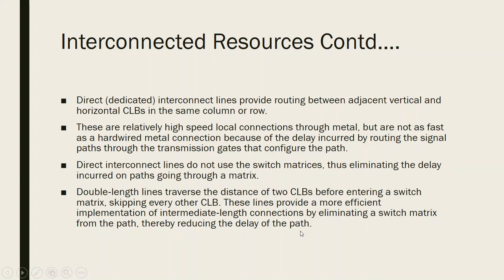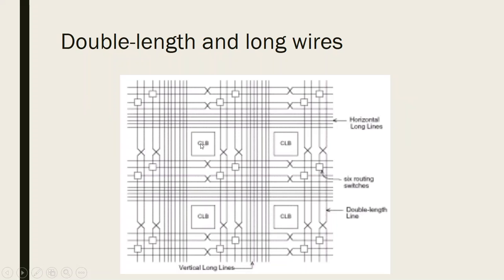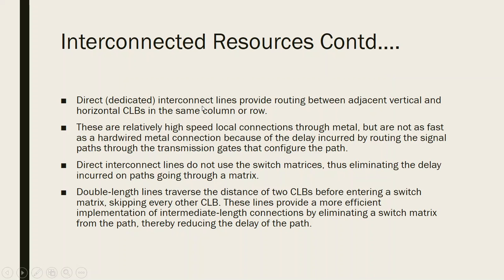So direct interconnect lines provide routing between adjacent vertical and horizontal CLBs in the same column or same row. So if you have a CLB here and a CLB here, a direct connection between the two, because these are two adjacent points, can be given by direct interconnect lines. These are relatively high speed local connections through metals, but they are not as fast as hardwired metal connections because they do incur some delay.